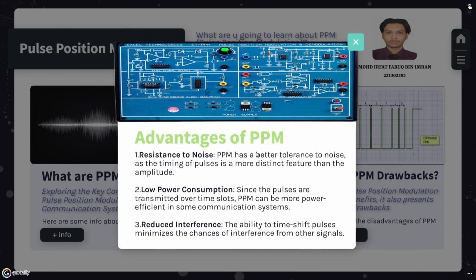So let's explore. It is resistant to noise. PPM has a better tolerance to noise. It requires low power consumption and it reduces interference.